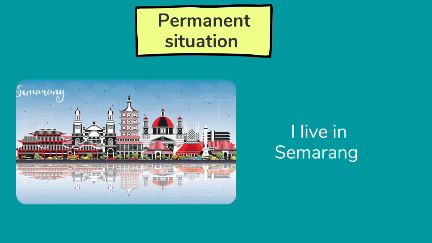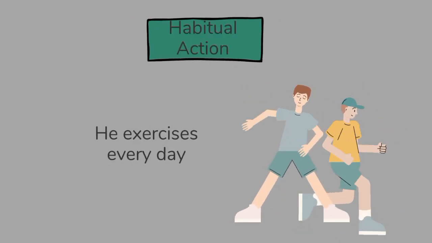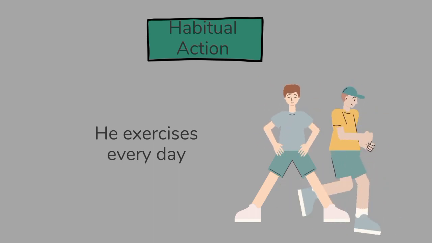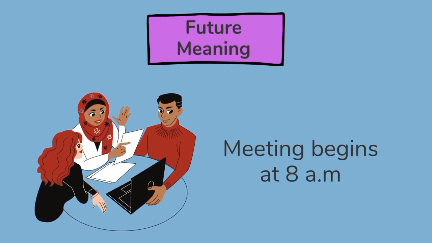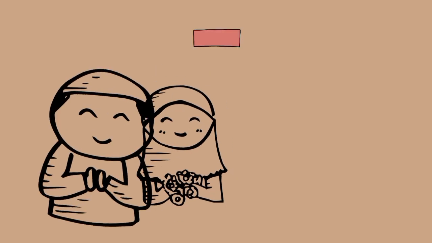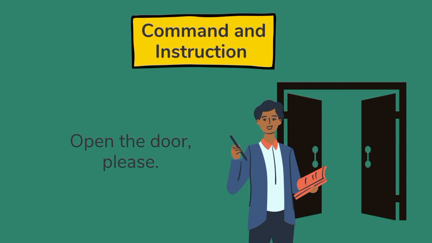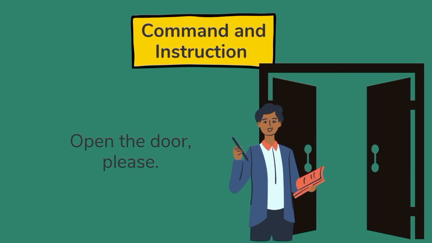First, permanent situation: I live in Semarang. General thought: The sun rises in the east. Habitual action: He exercises every day. Future meaning: Meeting begins at 8 a.m. Tradition and ritual: Idul Fitri is on first Shawwal. Command and instruction: Open the door, please.